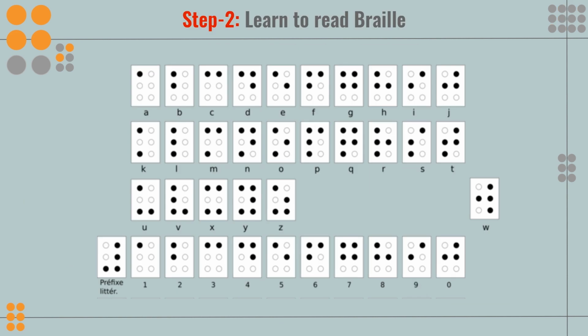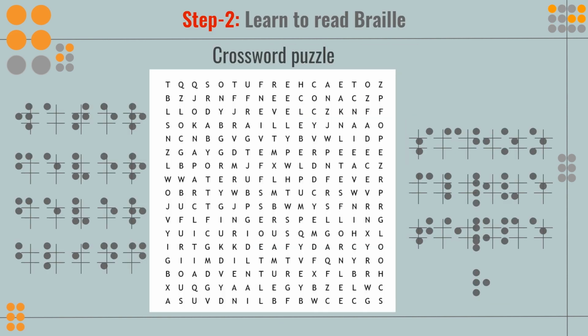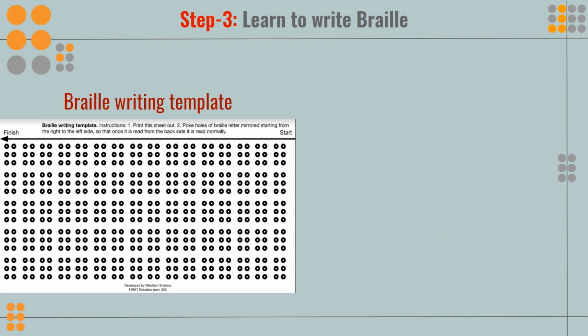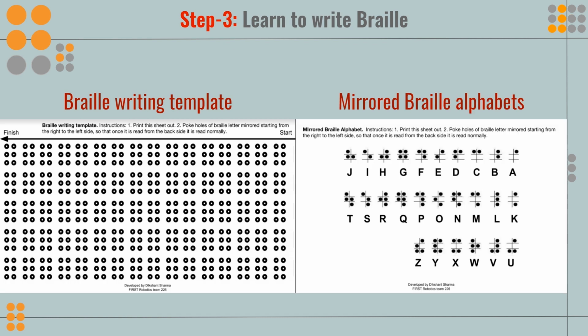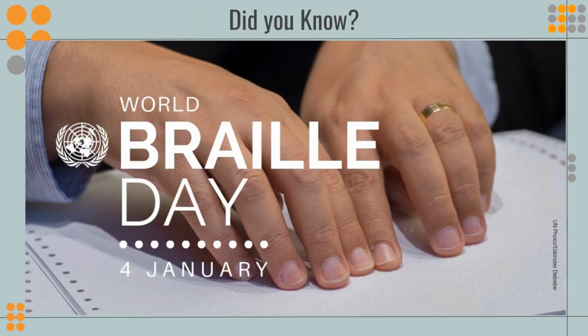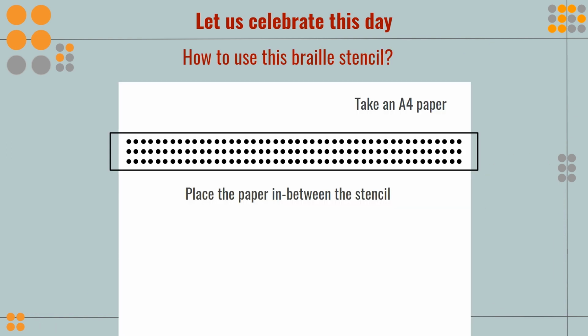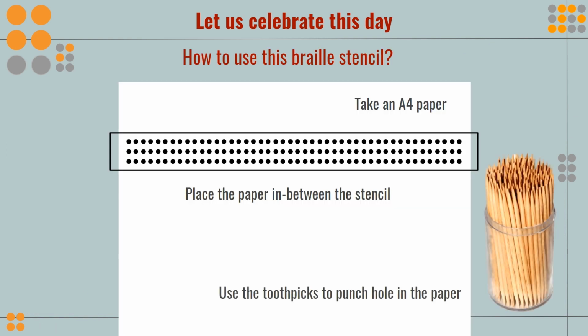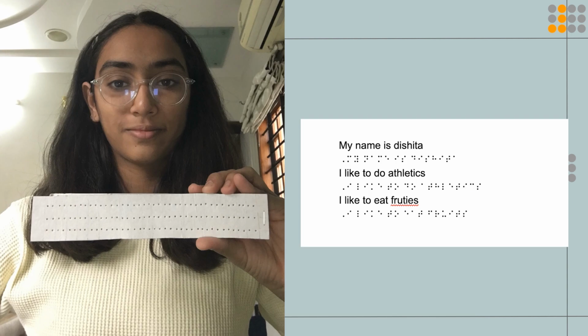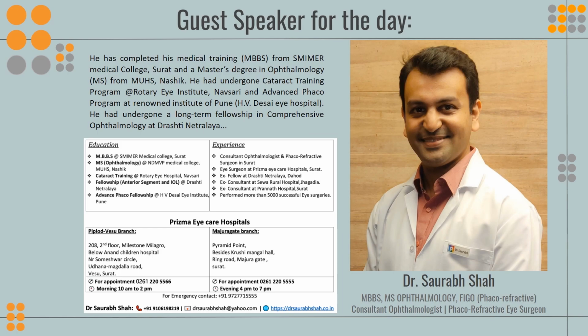Well, it was not an easy task to create such products. For this, the students had to learn to read and write Braille, which is a sensory reading system used for visually impaired people. They got to know different types of visual impairment through a guest lecture conducted by Dr. Saurabh Shah.